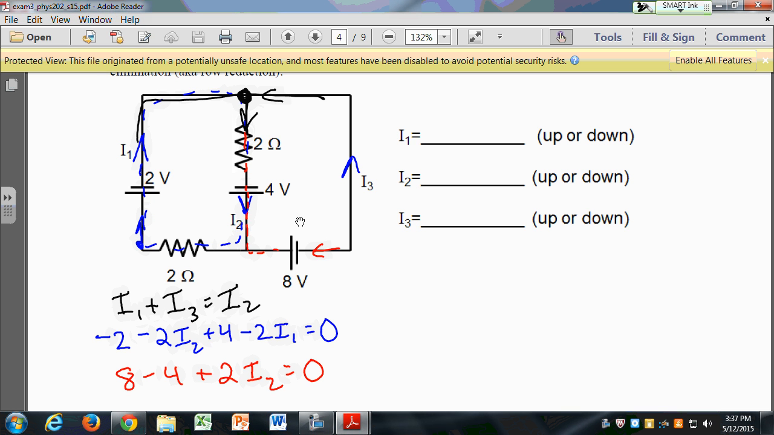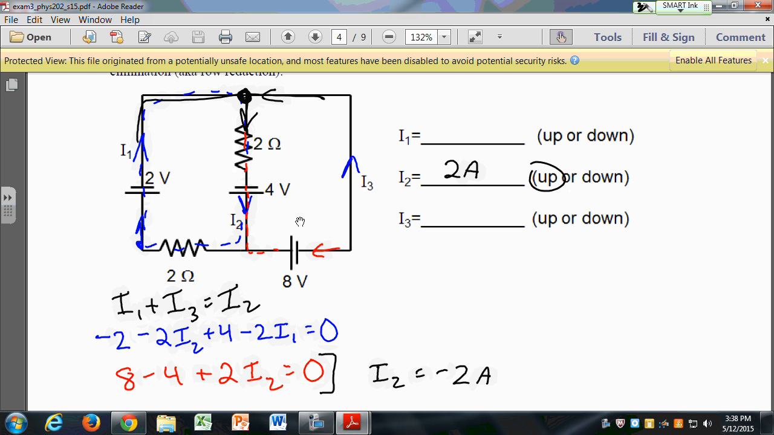This is a really simple system of equations to solve because one of them only has a single variable, so I can solve this. That's 4 plus 2I2 equals 0, so I2 equals -2 amps. That means that I2 is 2 amps, and it's up. It's negative, so I chose the wrong direction. You with me on this? You can write the equations. You follow what I mean by the signs? I need to review those.